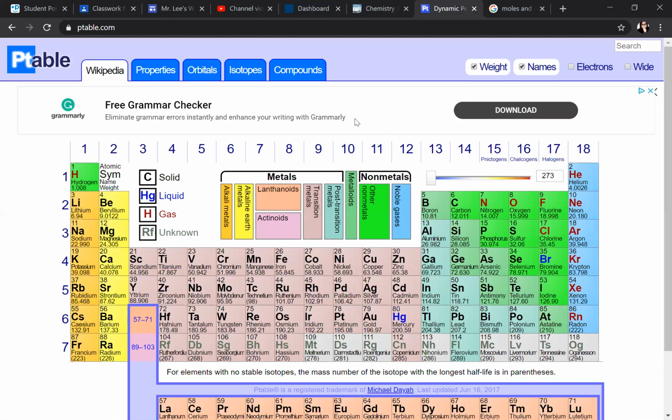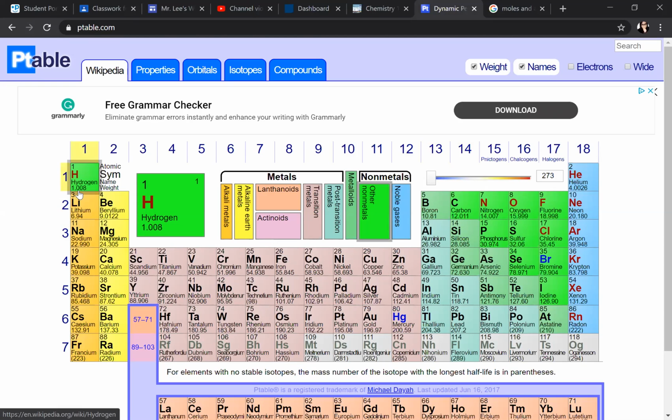Here we are at ptable, and we are going to look up the atomic mass of carbon and hydrogen. As you can see here, carbon's atomic mass, if you remember back from the first unit, is the number at the bottom, 12.01. We just need 2 decimal places. And for hydrogen here, element number 1, we have 1.008. We can just round up to 1.01.